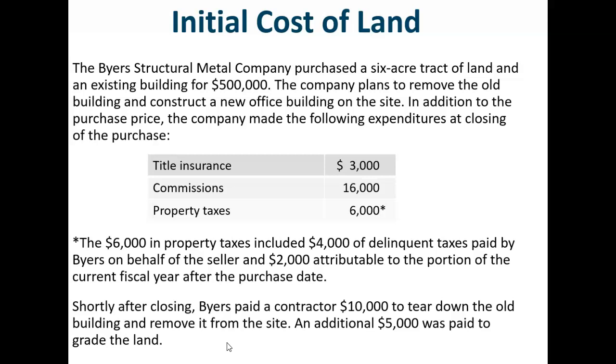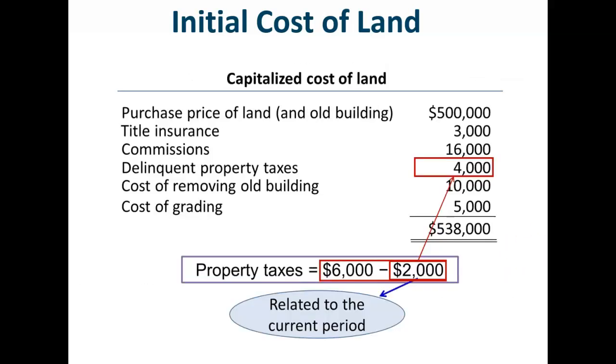Shortly after closing escrow, the buyer paid a contractor $10,000 to tear down and remove the old building from the site, and they also paid $5,000 to have the land graded. Property taxes of $2,000 relate only to the current operating period and should be expensed separately as property tax expense. All of the other expenses were necessary to acquire the land and should be capitalized into the cost of the land.